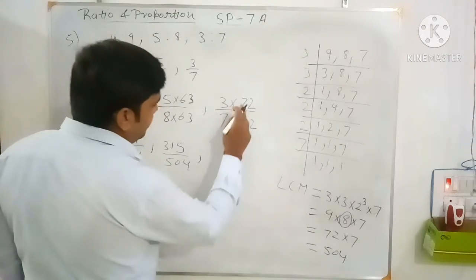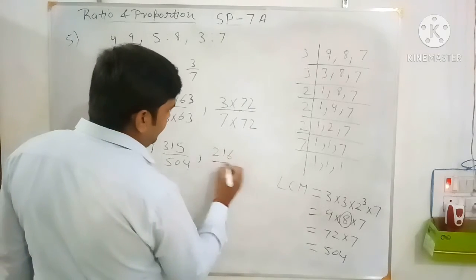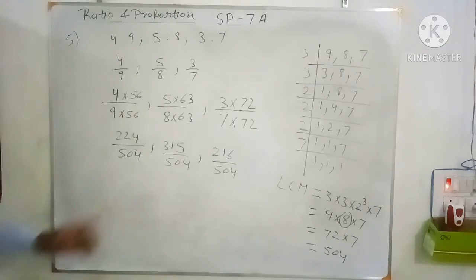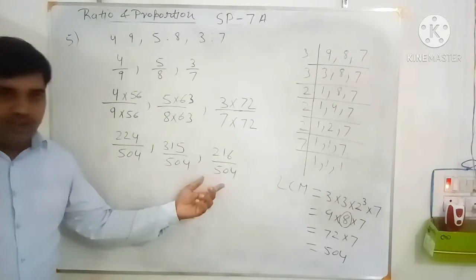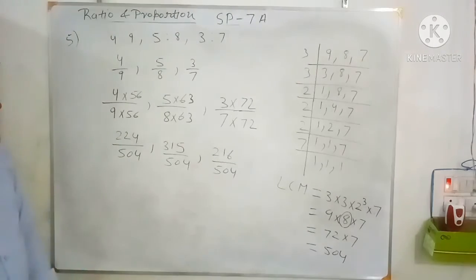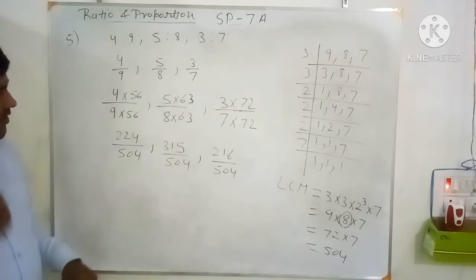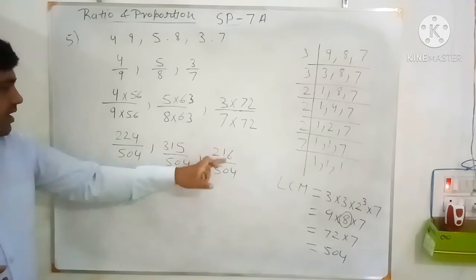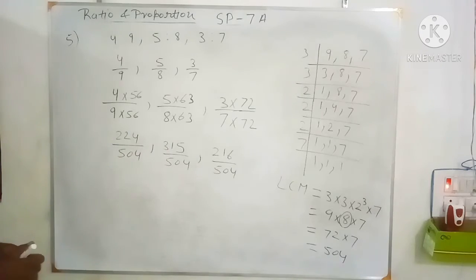3 2s are 6, 3 7s are 21. So 216 upon 504. Now see which is the greatest. Now these three fractions, the denominators are same. Now it is converted into the like fraction. So the numerator which will be the greatest will be the greatest fraction, greatest ratio, and which is the least will be the least. So least is 216, greatest is 315.